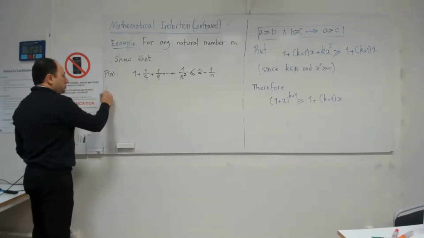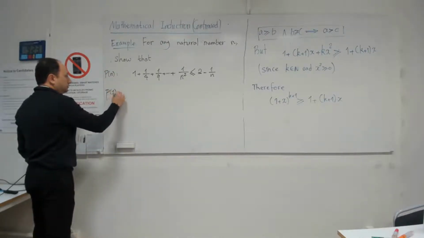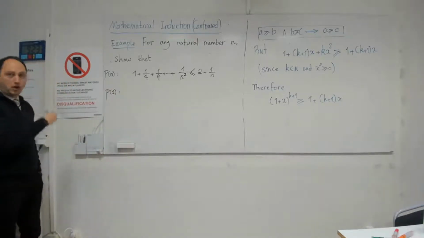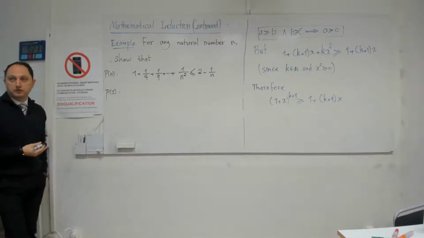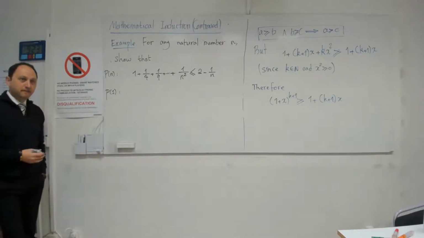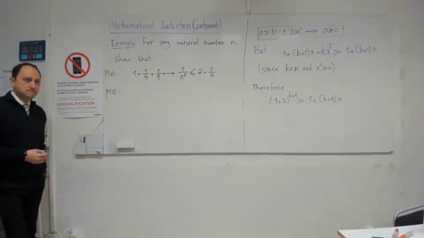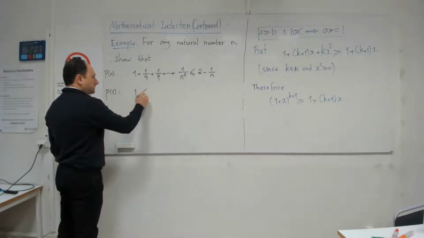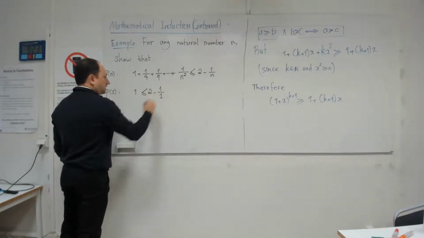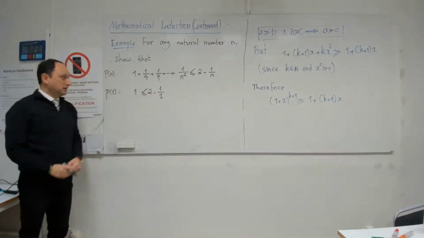And then I need to show that P1 is true. So first of all, I need to write P1 properly. Okay, can you help me to write P1? What is P1? Someone else? Yeah, why don't you just participate? Yes, please. 1 is less than or equal to 2 minus 1 over 1. Exactly. So it's very good to write it in the exact way.